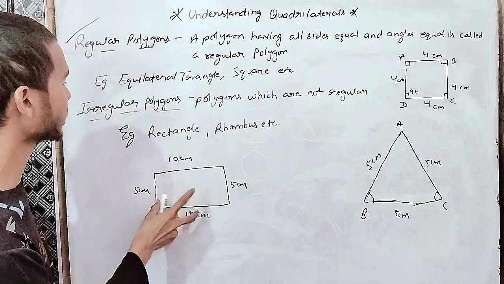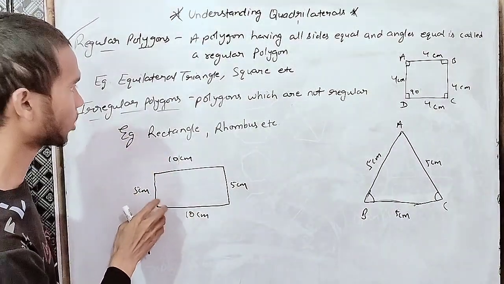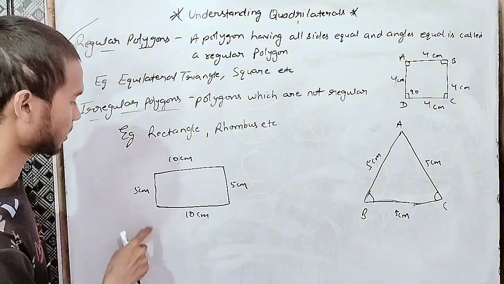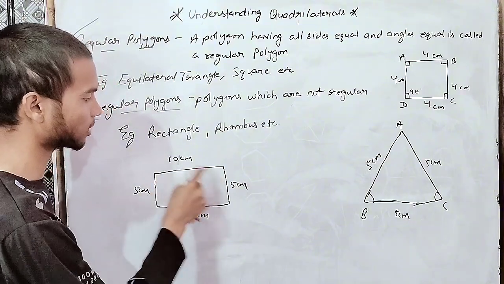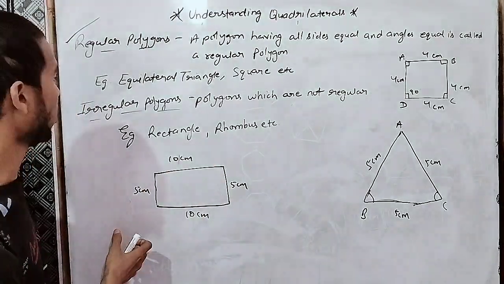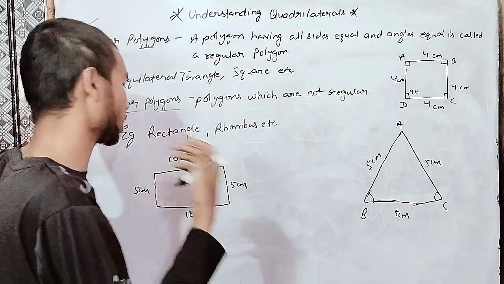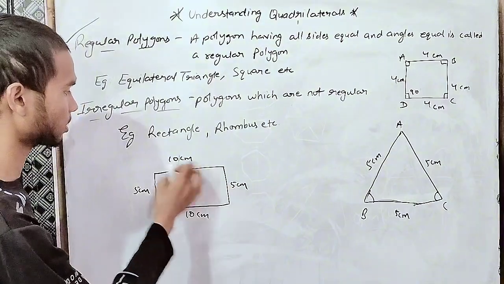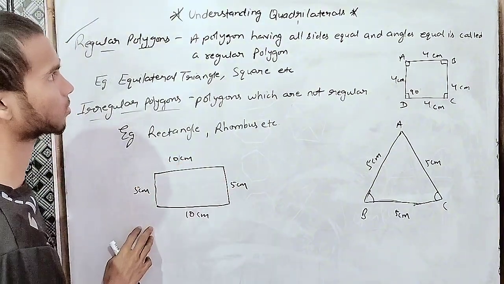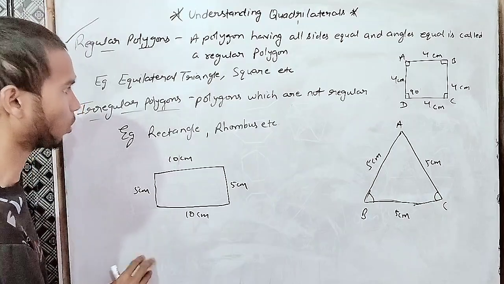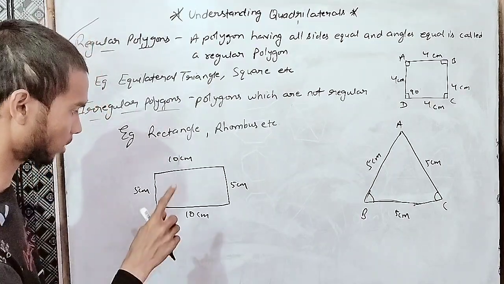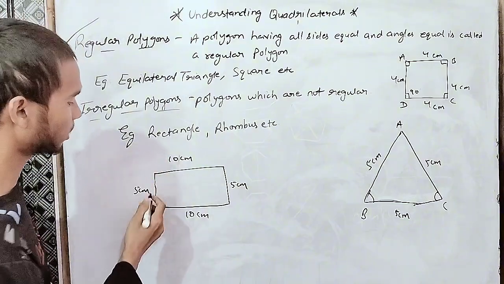But we are now understanding about irregular polygons. Irregular polygons say that all sides will not be equal. All sides of an irregular polygon will not be equal. Here we can see, all sides will not be equal.